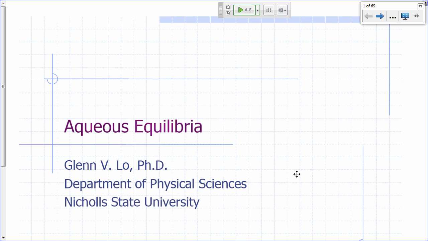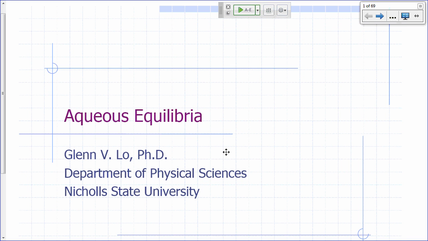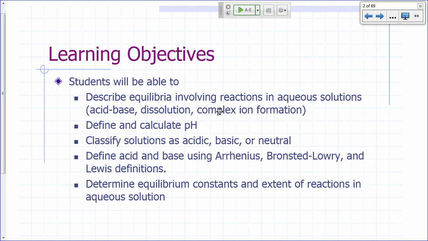We are going to focus now on aqueous equilibria. These are equilibria involving reactions in aqueous solutions because there's a lot of important reactions happening in aqueous solutions. So objectives for this lesson, you'll be able to describe equilibria involving reactions in aqueous solutions. In particular, acid-base reactions, reactions involving dissolution, and complex ion formation.